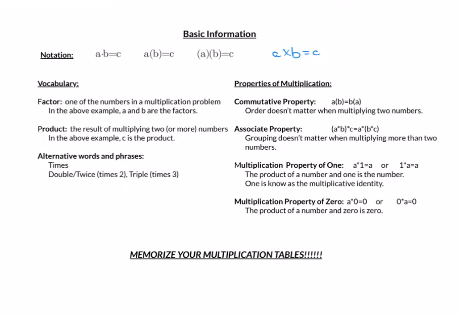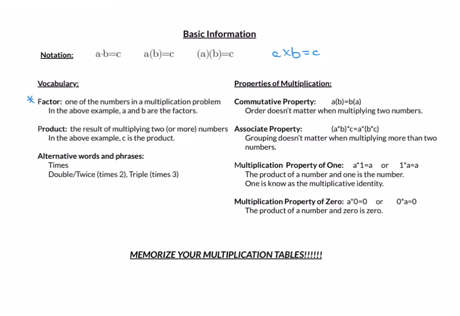So some vocabulary that we have: the word factor. This is one of the numbers in a multiplication problem. In the above examples, A and B are considered the factors. Now this word will show up again, so make sure that you do know it.